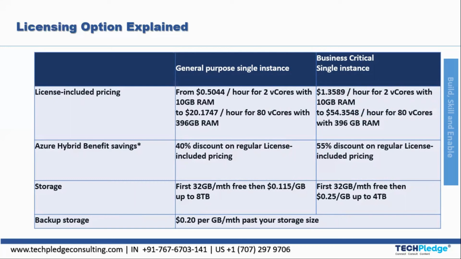If I opt for the Azure Hybrid Benefit saving, it gives me a 40% discount on general purpose and 55% discount on business critical. For storage, it depends on how much resource I want to have. I can get it from 0.115 per GB up to 8 TB. The same goes for the business critical model. It also has backup storage that I can get at 0.20 per GB per month beyond your storage size. So that's how it goes with the licensing part.